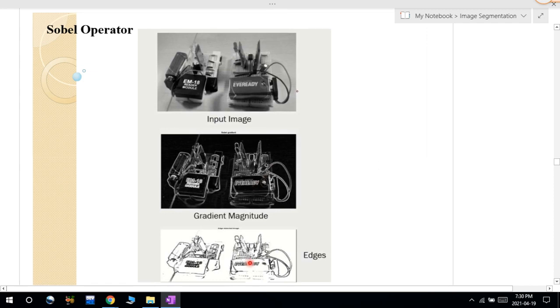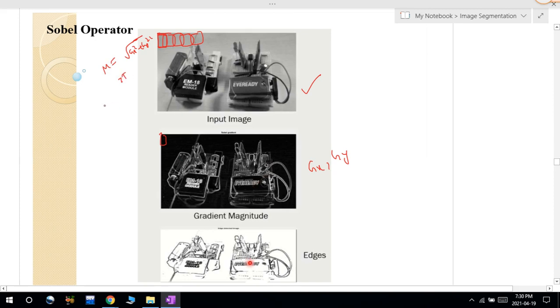So if this is your input image, after applying the gradient magnitude using the Sobel operator, I will find gx and gy for each point. First I will convolve this particular image with the Sobel operator in the x direction. Like this I will do, and after that I will find gx and gy. For only this particular part I will find gx and gy, and I will find gx square plus gy square. Once this magnitude is found, I will compare it with the threshold. If it is greater than the threshold, I will consider it as an edge point.